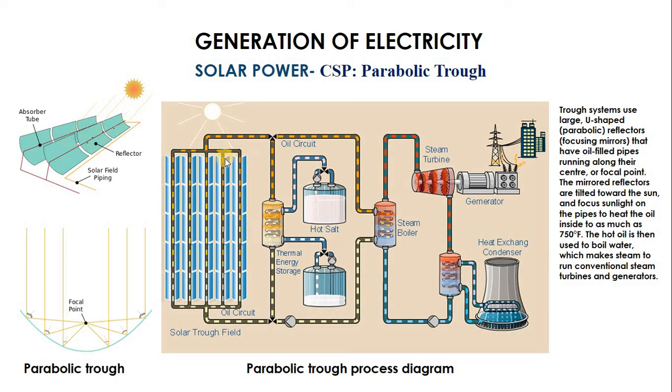So we have the mirrors installed here, the piping system containing the oil, and then we also have a steam boiler, the steam turbine, and then a generator. The heat energy from the sun is concentrated onto the pipe, and the oil inside gets heated up, and the hot oil goes straight down into the steam boiler.